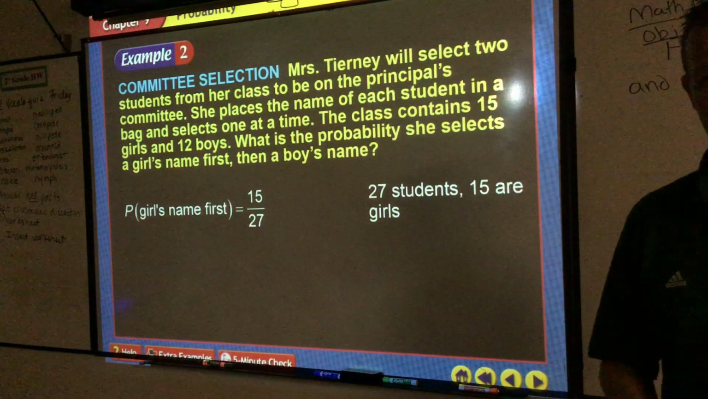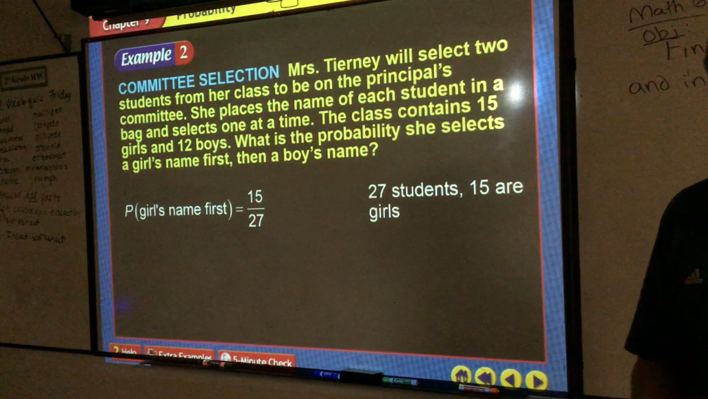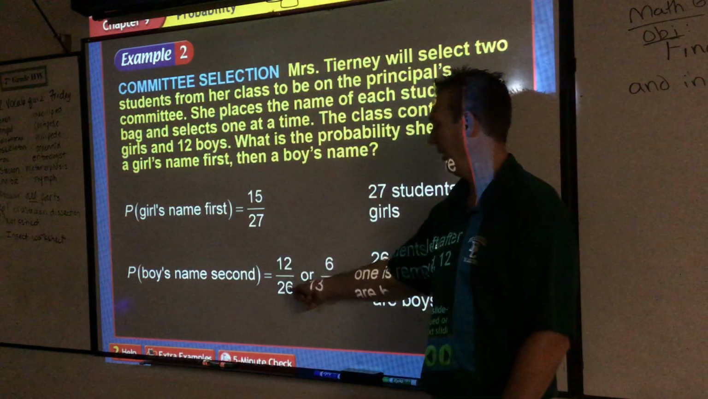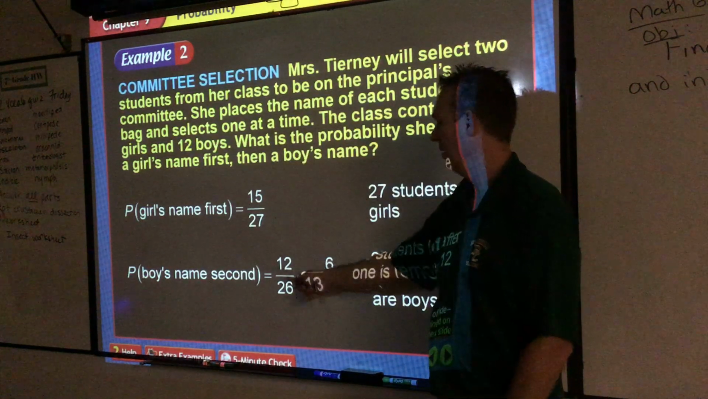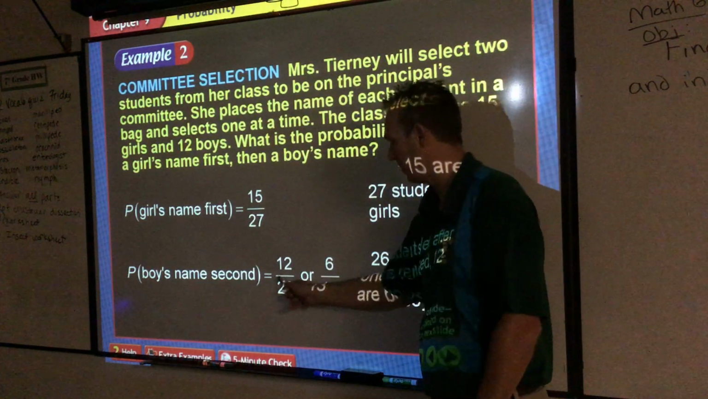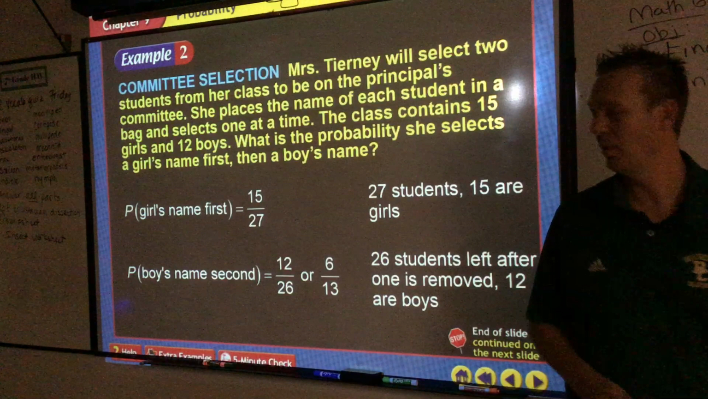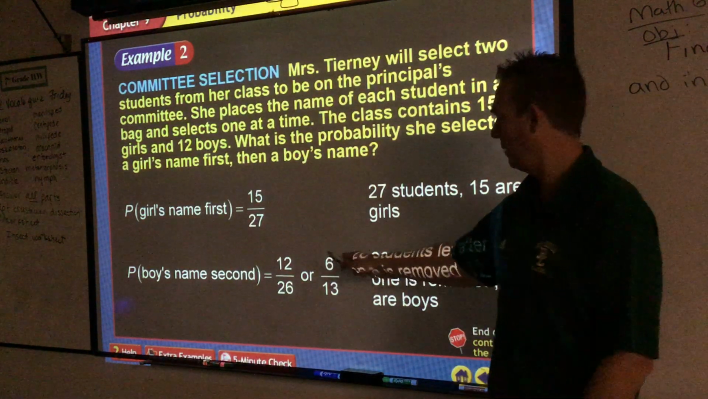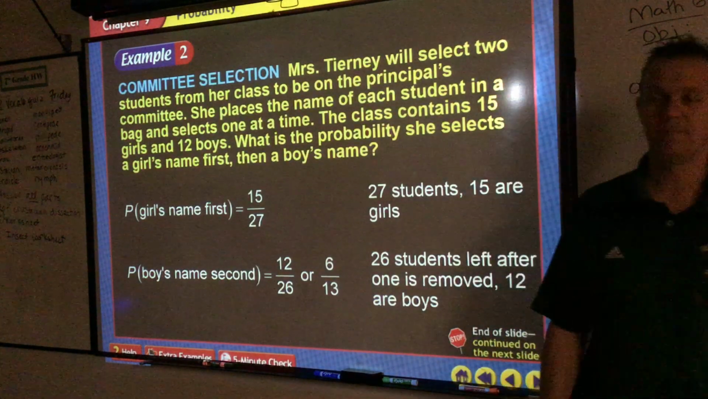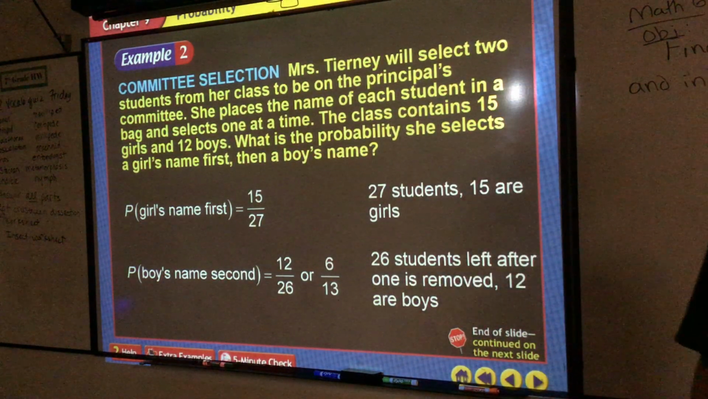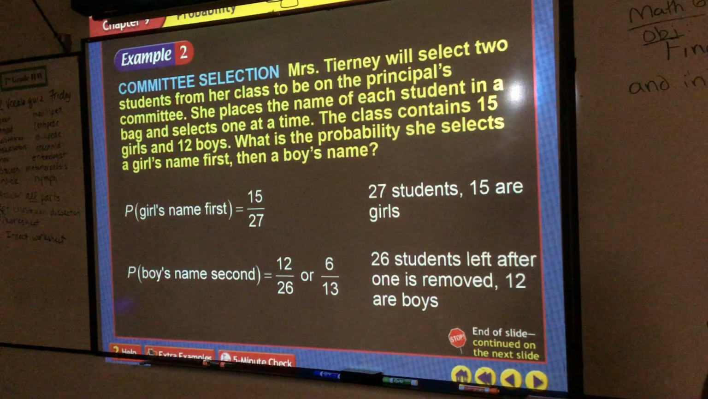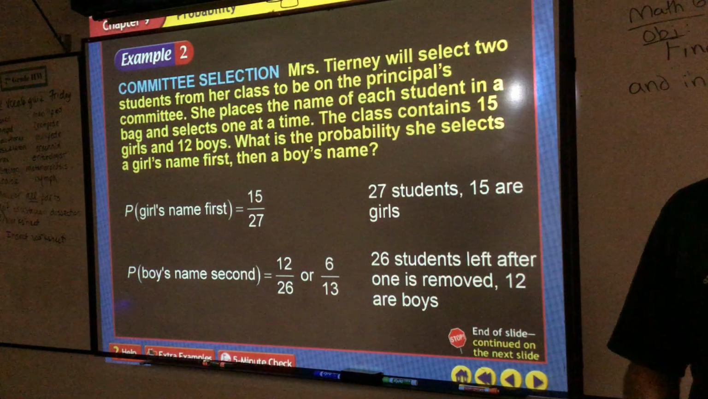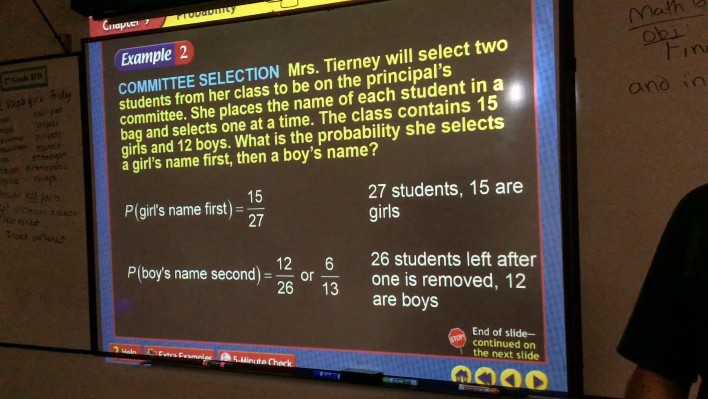But now, one of the girls' names is gone, so now there are only 26 names, but there's still 12 boys' names in there. There's 26 boys' and girls' names, but only 12 of them are boys, because one of the girls is gone. If you want to, right now, you can simplify it to 6 over 13. So there's two different numbers here, 15 over 27 and 12 over 26, which is 6 over 13. It's okay to simplify it, it'll just make it easier to work with those numbers.